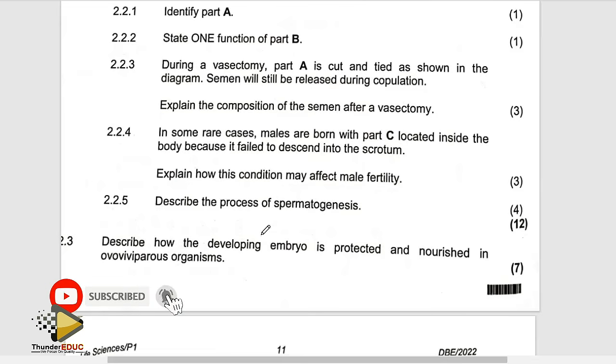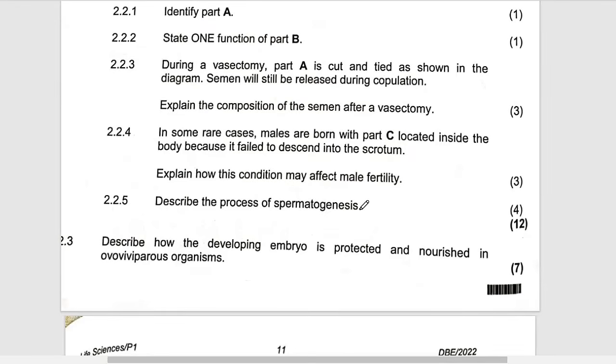Describe the process of spermatogenesis. For spermatogenesis, we have to explain it the way the modern examination guideline requires, not the way it was explained in previous books. In our book, you can see exactly how you're supposed to explain it. When you talk about the process of spermatogenesis and oogenesis, it is almost the same.